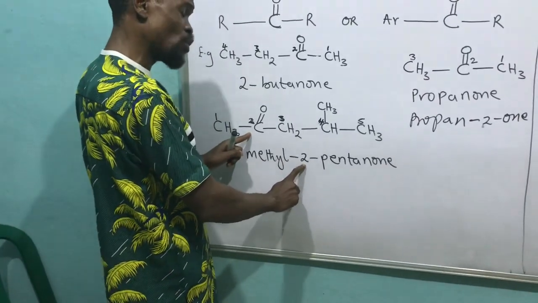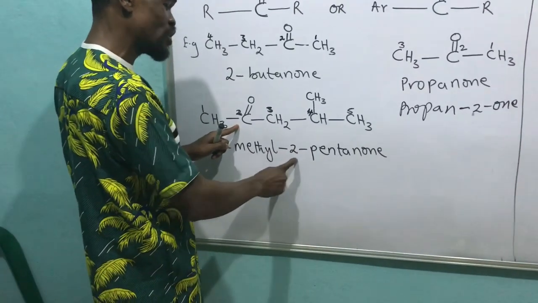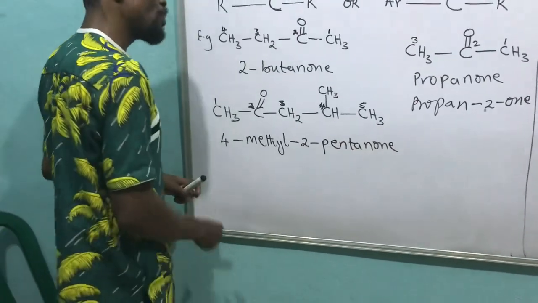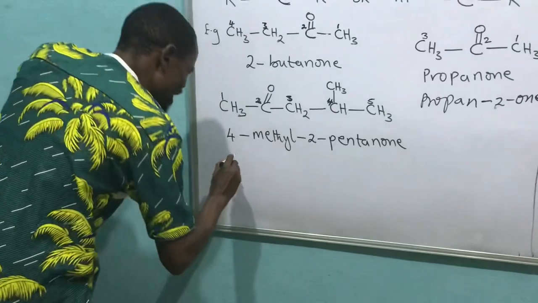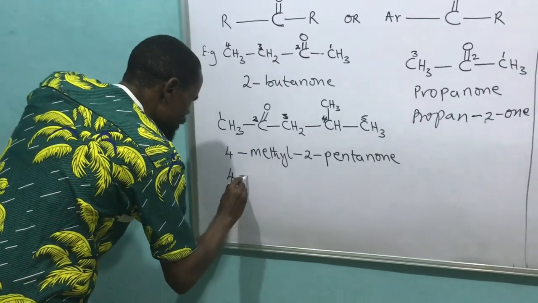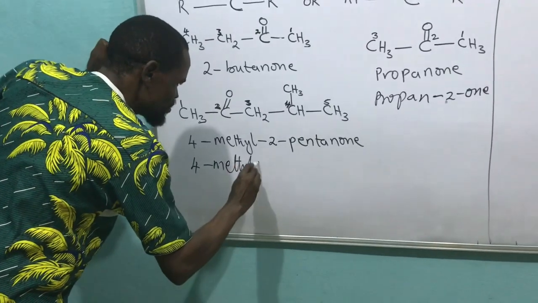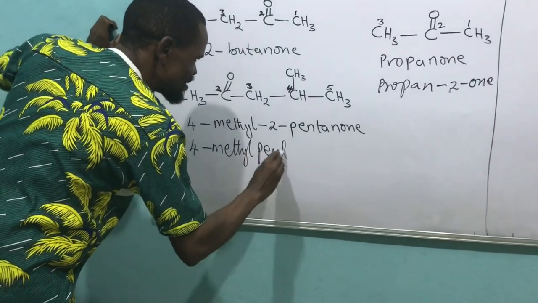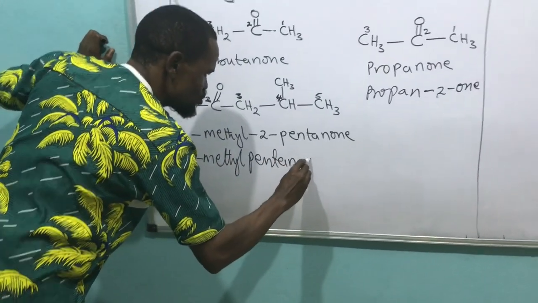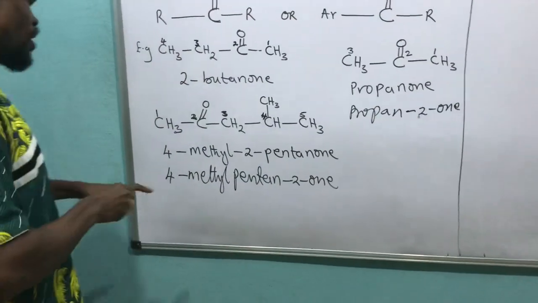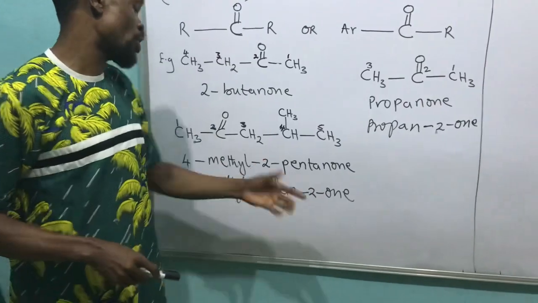What am I saying? 2. This 2 means what? Where the functional group is, 2 pentanol. 2 what? Pentanol. I can also write this way: 4-methyl pentanol. What am I saying? 4-methyl pentanol. It's the same.